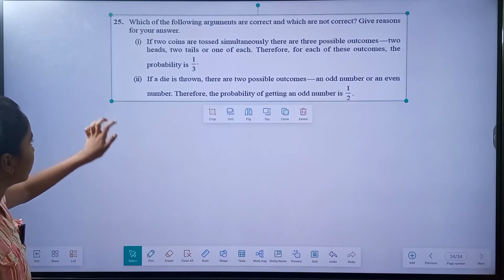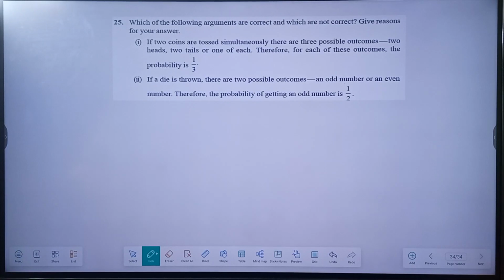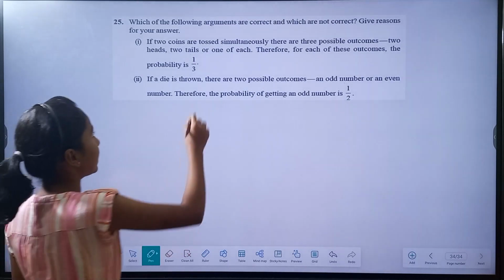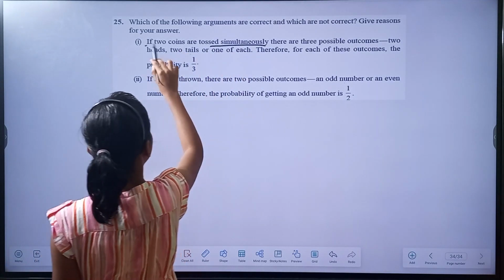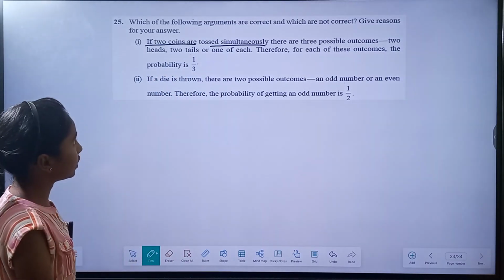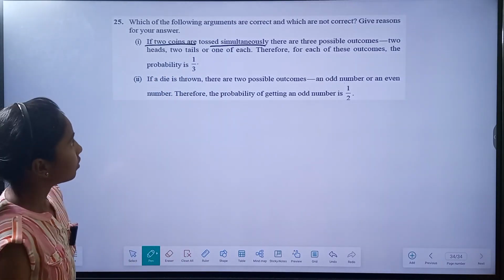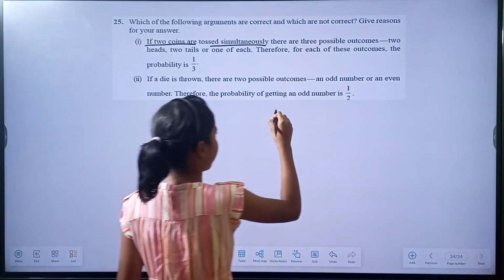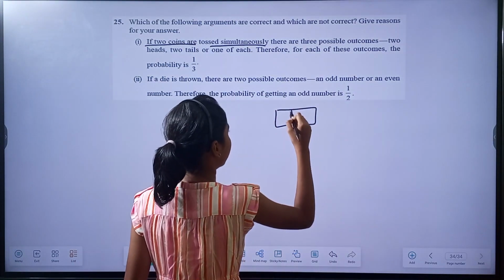Last one. Which of the following arguments are correct and which are not correct? Give reasons for your answer. If two coins are tossed simultaneously, there are three possible outcomes: two heads, two tails, or one of each. No, that is wrong. First, let us write the total ways.